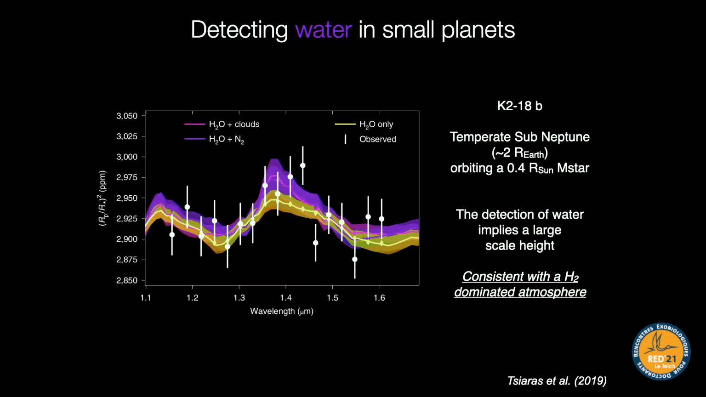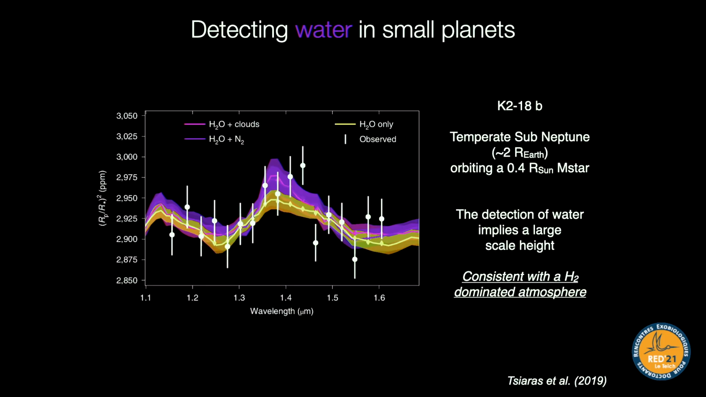And indeed, using this, we were able, for example, here to detect water in a small planet. Here it's K2-18b. It's a planet that has been discovered by K2, the follow-up mission from Kepler. And that's a temperate subneptune. It's about, I think, 300K or 250K for the atmosphere. But the planet is a bit bigger than the Earth. It's about 2 Earth radii, so it's really a mini Neptune. It's orbiting a small M dwarf.